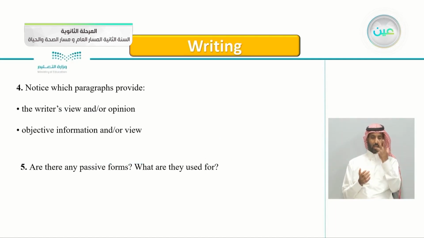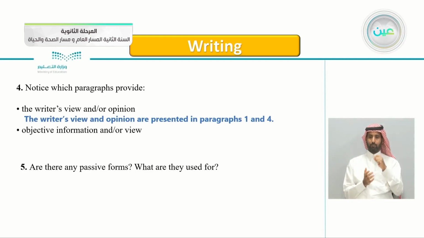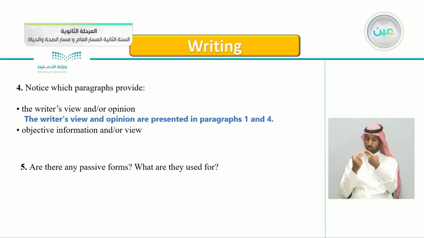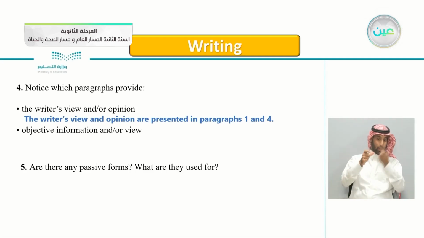Notice which paragraphs provide the writer's view and opinion, and which provide objective information. So this is the fourth question. Let's take it one by one. Which paragraphs, maybe more than one, provide the writer's view and opinion? Which paragraph shows the writer's opinion or view about his job? Can you guess the paragraphs here? Yes, the writer's view and opinion are presented in paragraphs 1 and 4, the introduction and the conclusion.